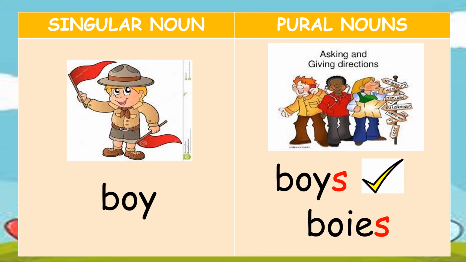The correct plural form of the word boy is boys. You add the letter S. So why is it like that? Now listen, kids. If the letter before the Y is a vowel, A-E-I-O-U, you just add the letter S. Meaning, if the letter before the Y is a vowel, you don't need to change Y to IES to form the plural, but instead, you just add the letter S.